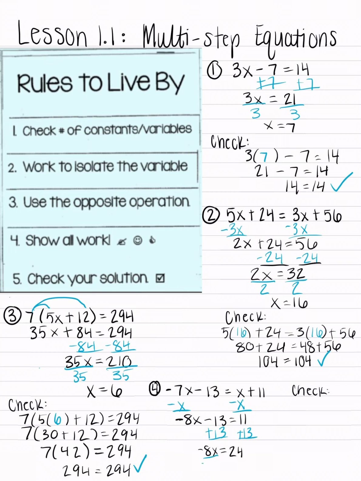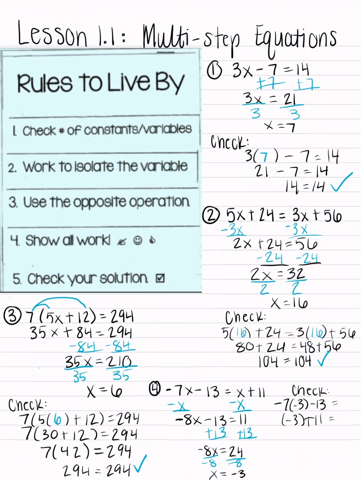So then I'm going to divide by negative 8, and so x equals negative 3. Okay, now you can check this. So you don't have to write the full equation if you run out of room. What I'm going to do is negative 7 times negative 3 minus 13, and then negative 3 plus 11, and this you can type in your calculator.